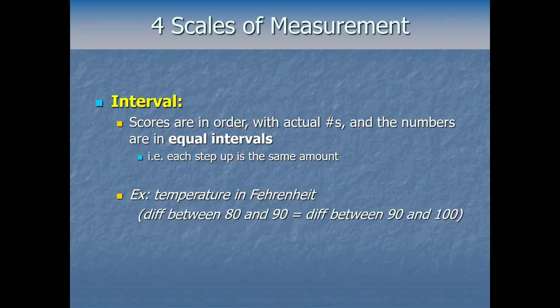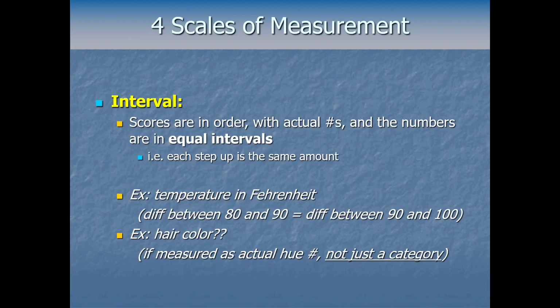Another common example would be temperature in Fahrenheit. Like, think about the difference between 80 degrees and 90 degrees. That's the same as the difference between 90 degrees and 100 degrees. An increase of 1 degree always means the same thing on the Fahrenheit scale. So it's an interval scale.